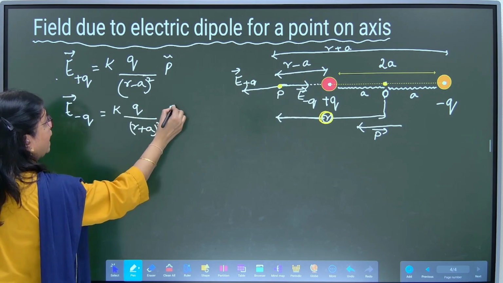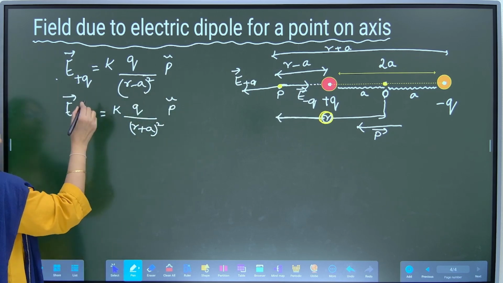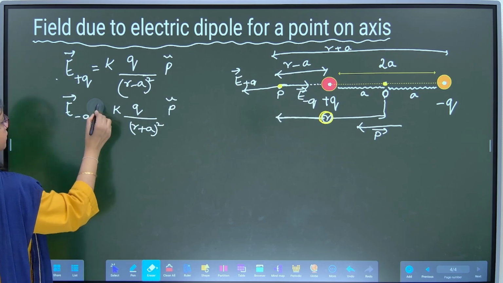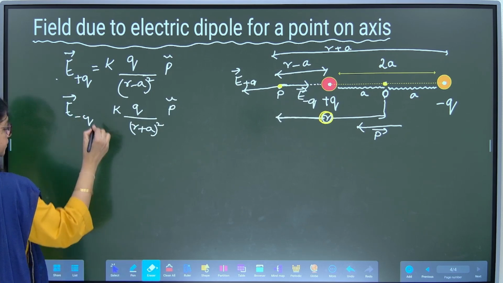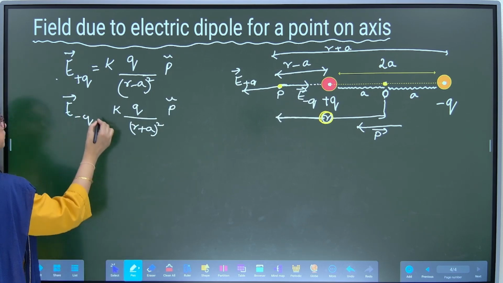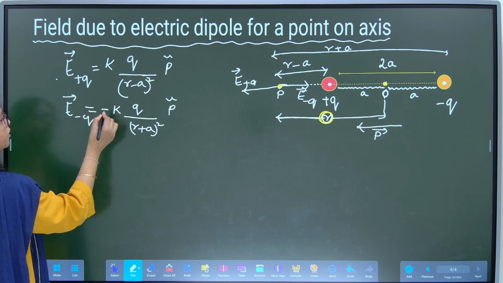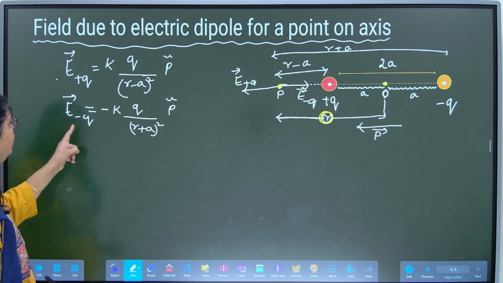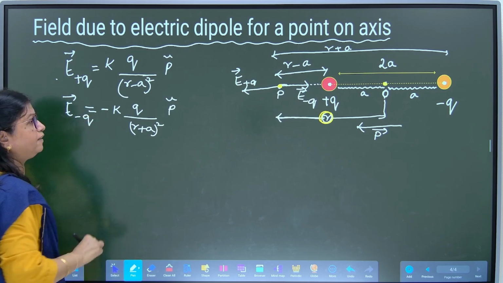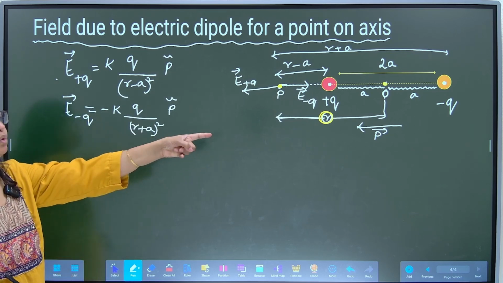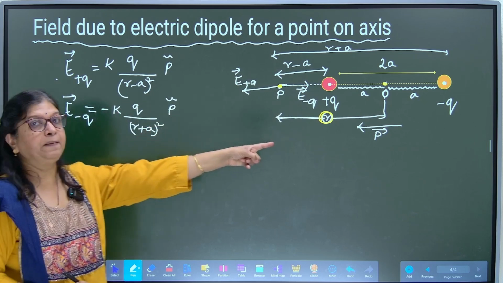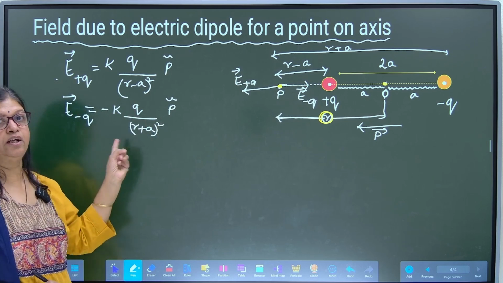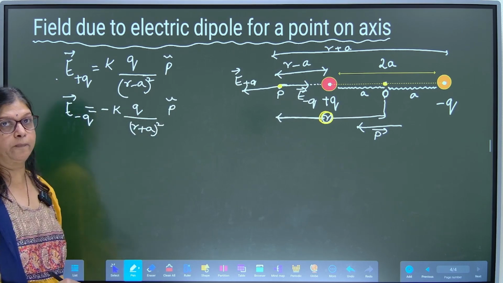Again I should write P cap, but here while writing P cap I will write one negative symbol. Why will I write the negative symbol there? To indicate that E negative Q, that is the electric field due to negative Q, is opposite of P vector. These two are opposite of each other. To indicate that, I have written minus Q.